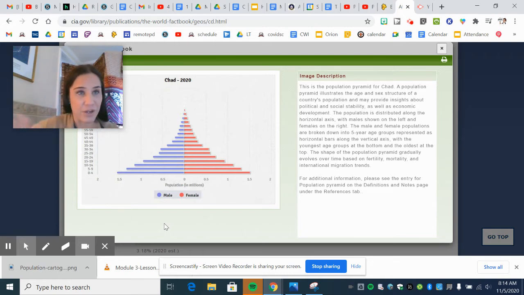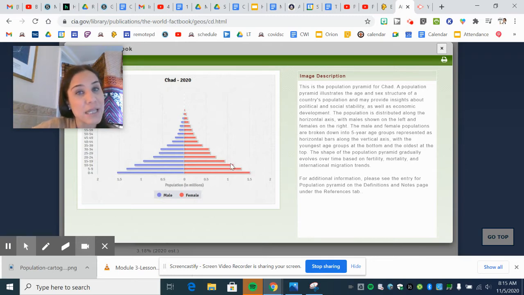So we're not talking about gender identity at all. This is just biological. And so the shape of this pyramid, as you can see, is very much like a triangle. And we refer to this as an expansive population pyramid. And that's because you can see this population is rapidly growing. Okay. As it becomes more and more industrialized, the population is going to grow even more.